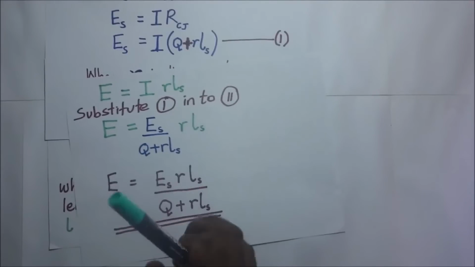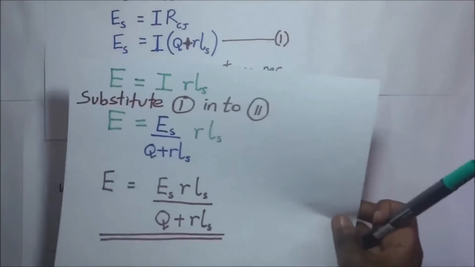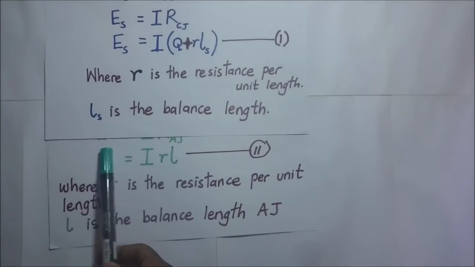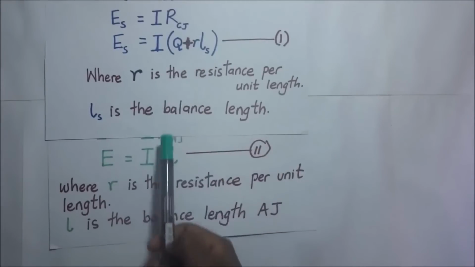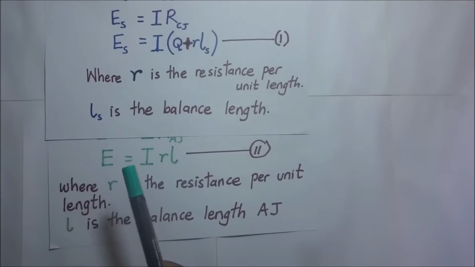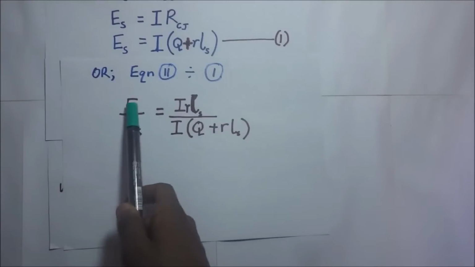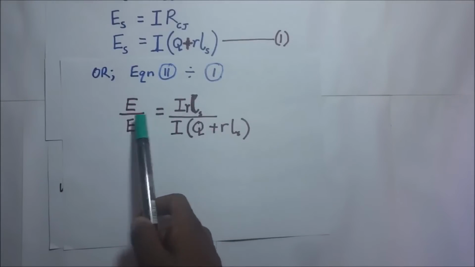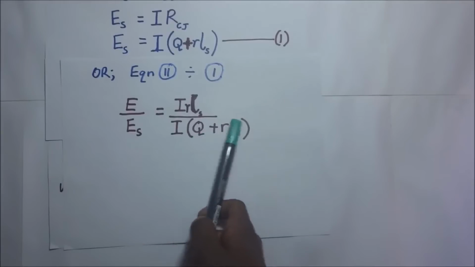Now this is one way of doing it, or you can treat these two equations another way. You can take equation 2 and divide it by equation 1. Since you're looking for the value of E, you make E the subject of the formula and you'll come up with the same expression. This is the second equation: E is equal to I R LS. Divide that by the first equation, which is ES is equal to I into Q plus R LS.